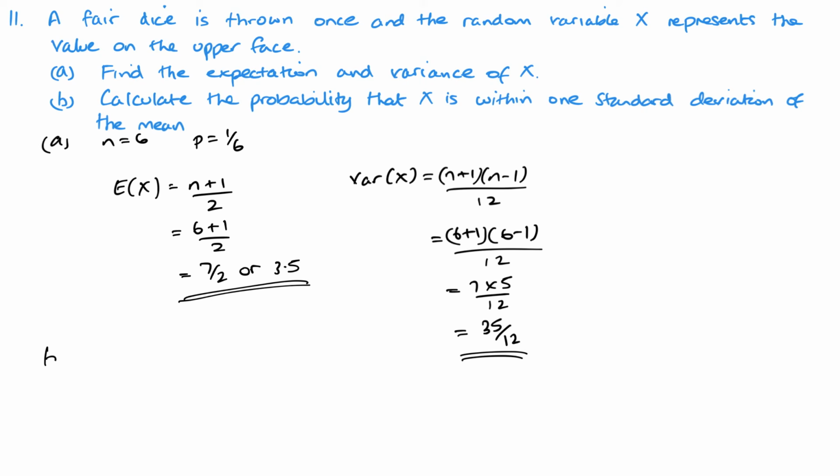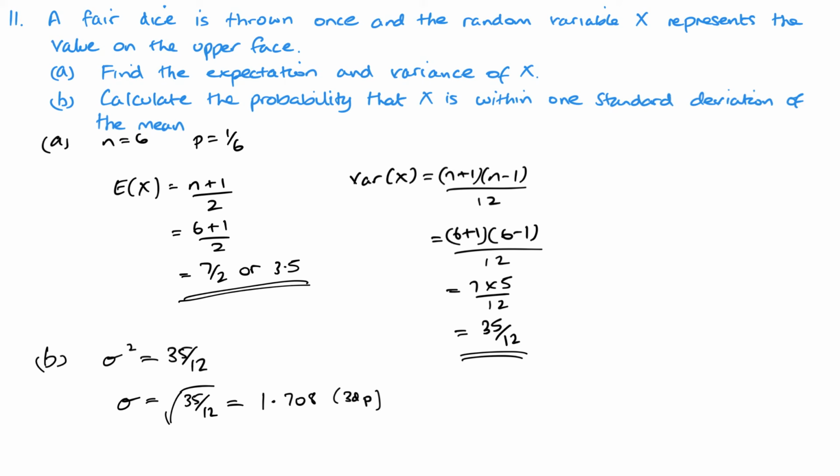Now for part B, we need to know the standard deviation. So we currently know that the variance is 35 over 12. So the standard deviation is going to be the square root of that, which is approximately 1.708 to 3 decimal places. Now, if it's within 1 standard deviation of the mean, then that means we want the mean plus 1 standard deviation and the mean minus 1 standard deviation. And we know the mean here is 3.5.